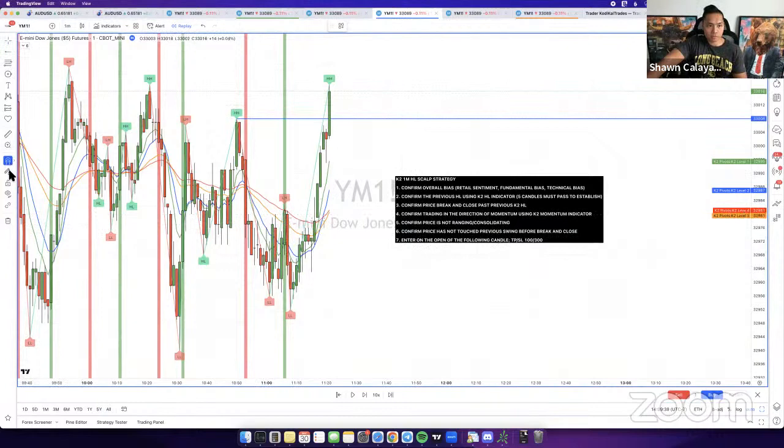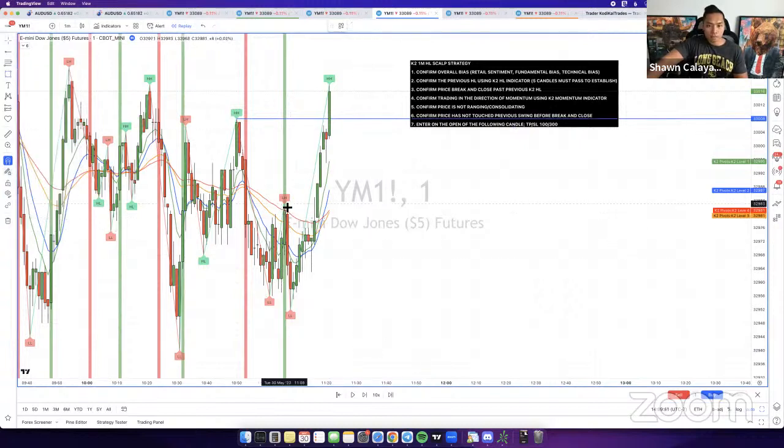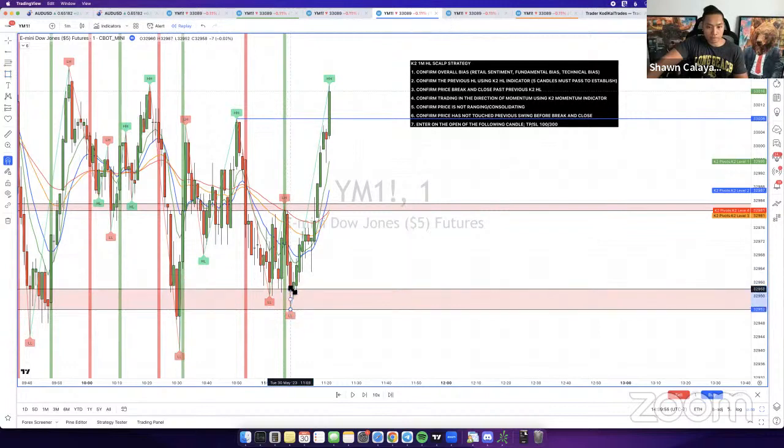You can see that price was ranging for a bit down here. Or I'll use different tools here so that it'll be a little more obvious. All right, so price was ranging down here. And you can see that obviously it's no longer ranging, right? Price was in a range down here. Price broke out of the range and it's no longer ranging. So with that said, that's going to be step 5. Price is no longer ranging or consolidating.